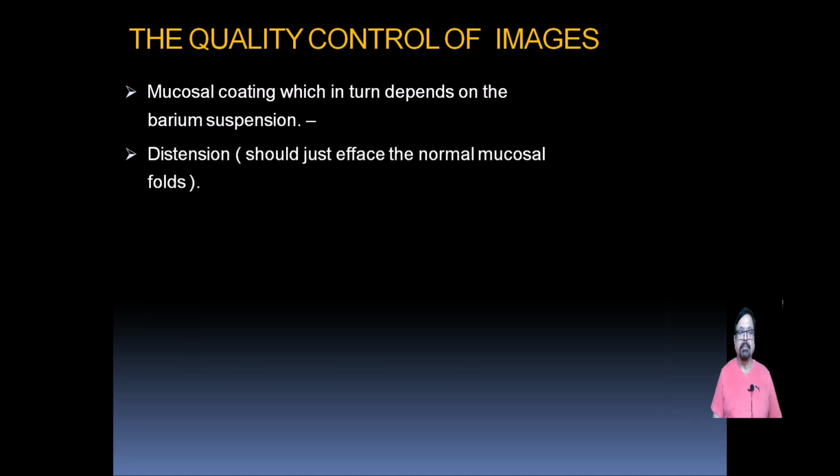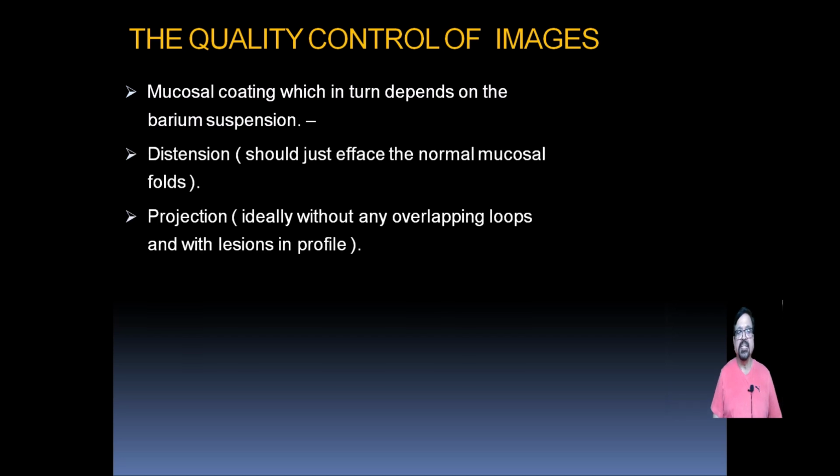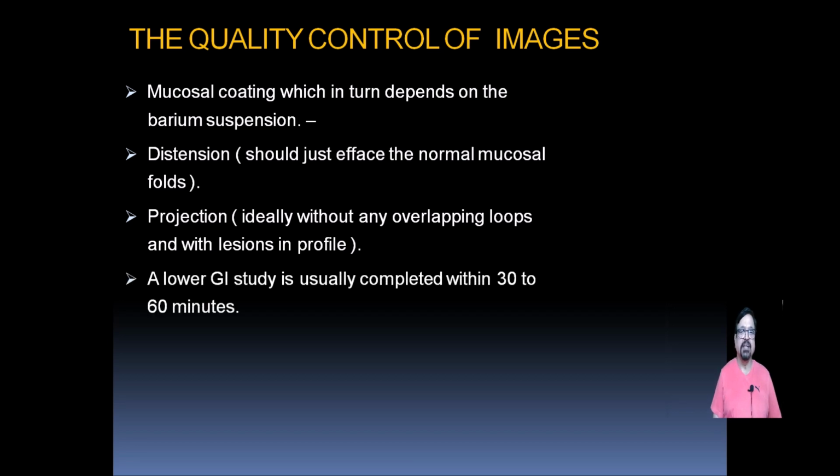Now, quality control of the images. The mucosal coating depends on the barium suspension and the technique. A good mucosal coating is needed for interpretation of the pathologies. Now, distension should be just adequate. It should be monitored, controlled, and adequate to see the normal folds. The projections are ideally without any overlapping of the loops and with lesions in profile. So we take oblique and compression films whenever required, standing or in supine.